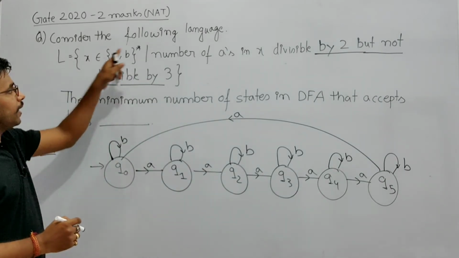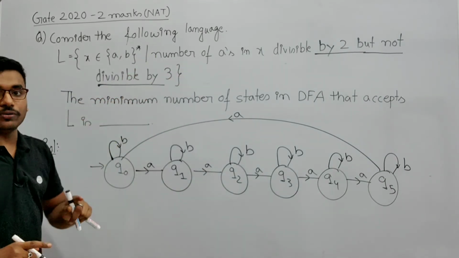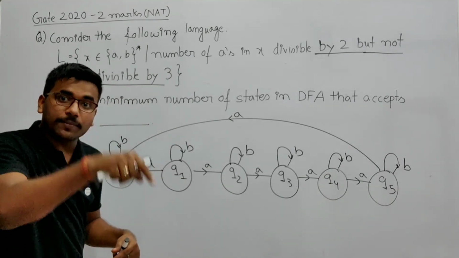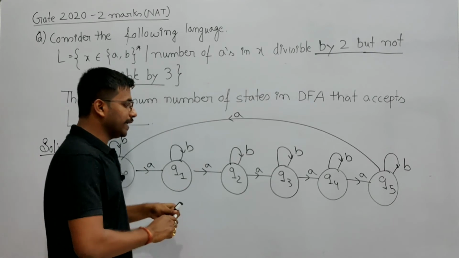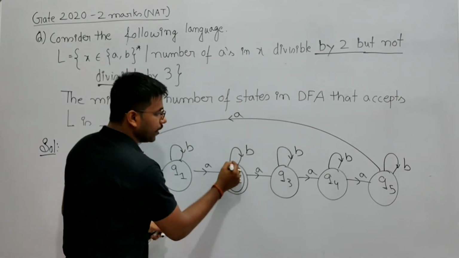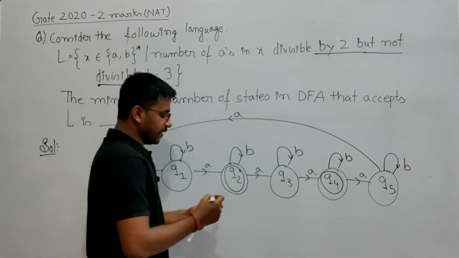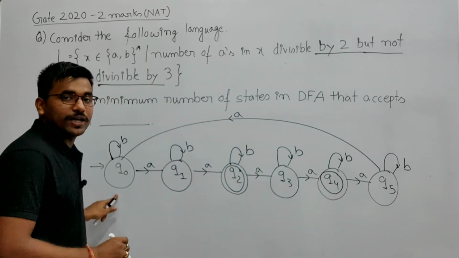Now see here, they are saying that the number of A's in X is divisible by 2. So if you are getting remainders which are divisible by 2, it means that number is divisible by 2. Like q2, you are getting remainder 2, divisible by 2, and 4, divisible by 2. That's why we will make this state and this state as final states. We will not make q0 a final state.